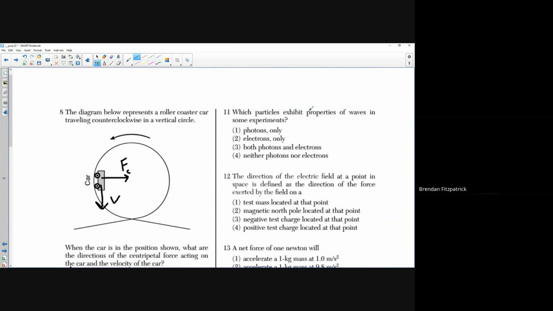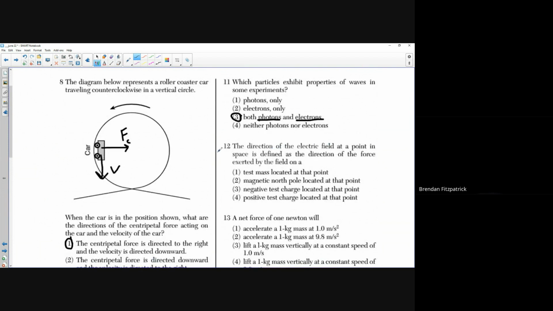11, which particles exhibit properties of waves in some experiments? Photons and electrons act as waves and particles, right? That's that wave-particle duality we talked about in modern physics. So question 11 is choice 3. 12, the direction of the electric field at a point in space is defined by the direction of the force exerted on a positive test charge located at that point. That's the definition of electric field, so you should know that definition.